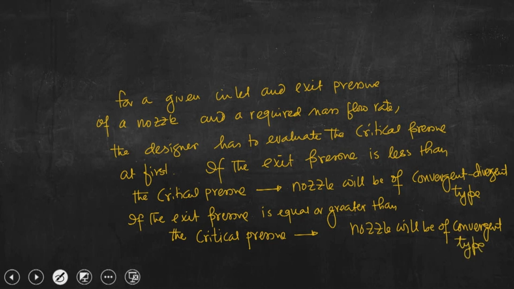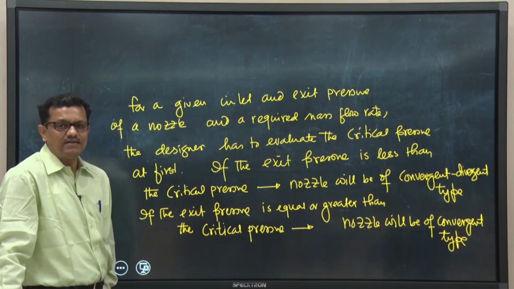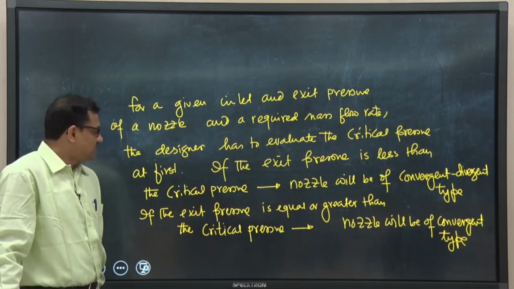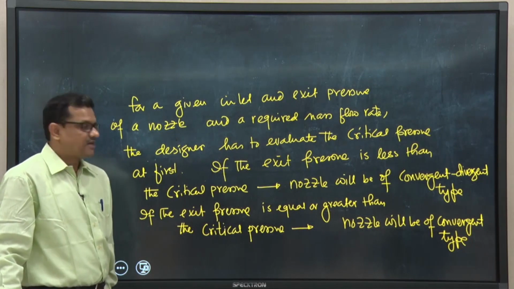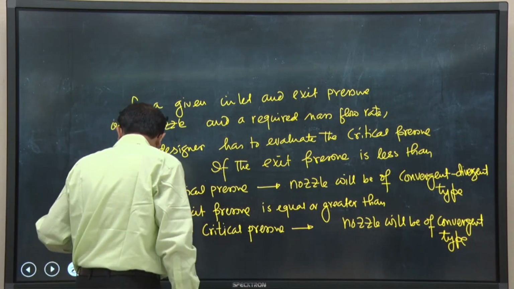So, this is the conclusion of this analysis: whenever someone is designing a nozzle for a given inlet and exit pressure and required mass flow rate, the designer should first calculate the critical pressure ratio. If the exit pressure is less than the critical pressure, then the type of the nozzle should be convergent divergent. If the exit pressure is equal to or greater than the critical pressure, then it should be the convergent type.